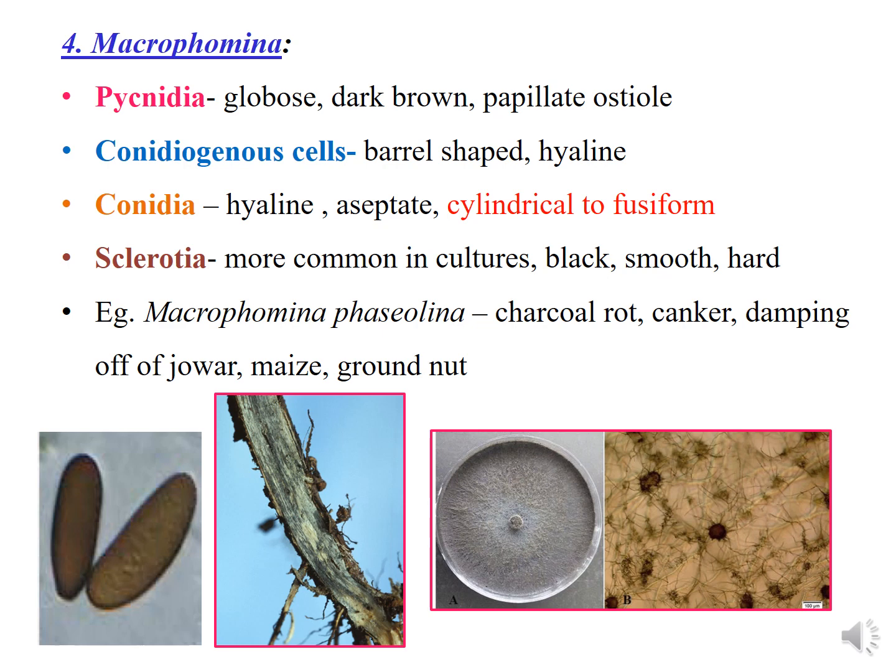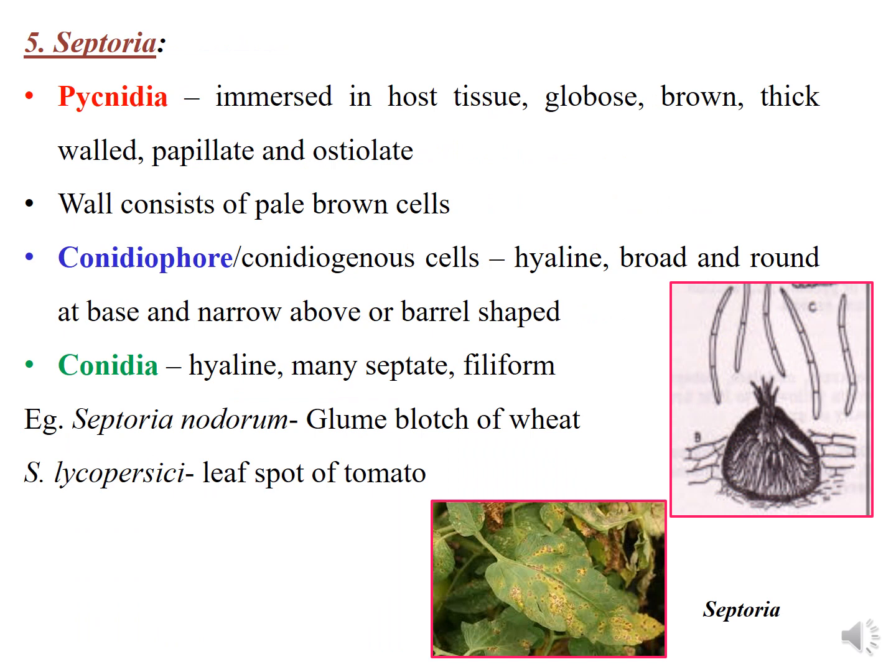Under laboratory conditions, here on the media you can see Macrophomina producing sclerotia. Here on the microscope you can see sclerotial bodies. So an example for Macrophomina is Macrophomina phaseolina, which causes charcoal rot, canker, and damping off of jowar, maize and groundnut. Coming to the next genus, that is Septoria.